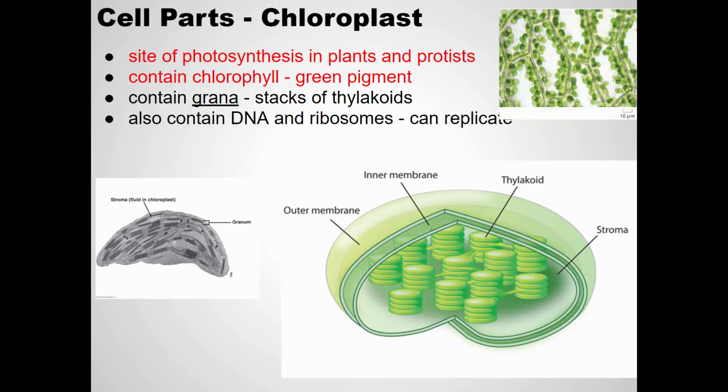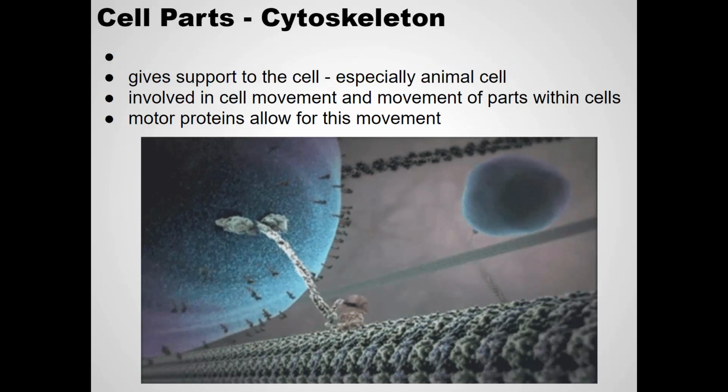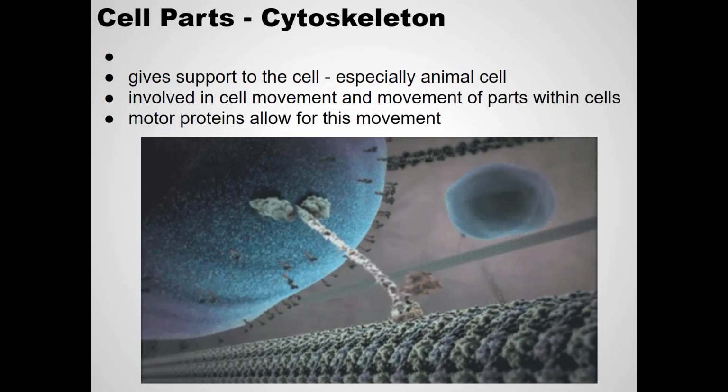The stacks of these discs, they look like poker chips or like macaroons or something. Those stacks are called grana. And then the fluid that's surrounding them is the stroma. You can see them here in this compound microscope image of the plant cells, small circular organelles. If you look at them in sort of cross-section under the electron microscope, here are the stacks of discs in those. So they're responsible for photosynthesis. We'll talk a lot more about photosynthesis and respiration at the end of this.